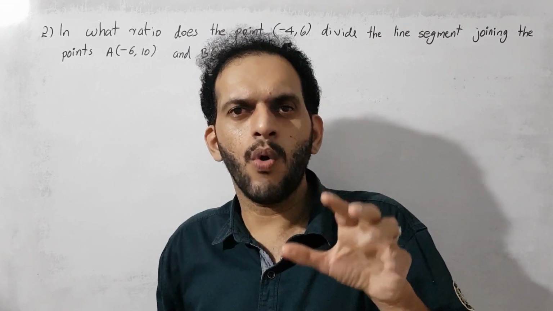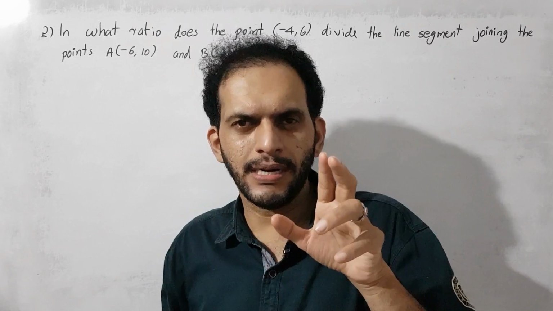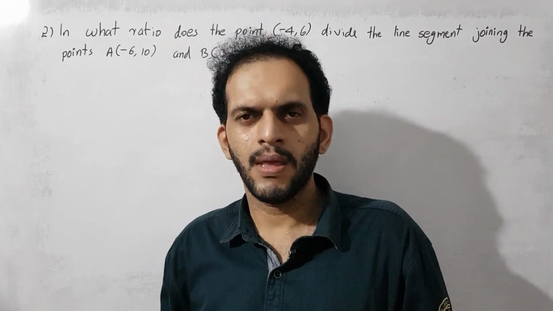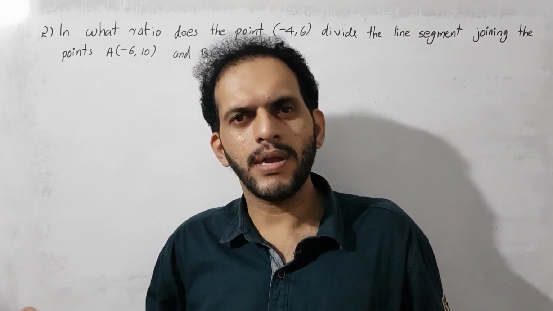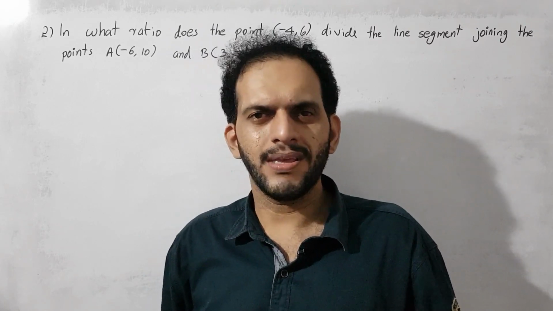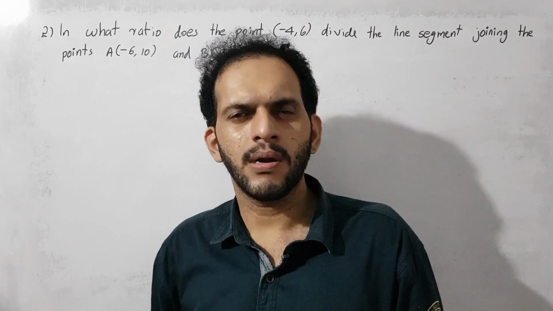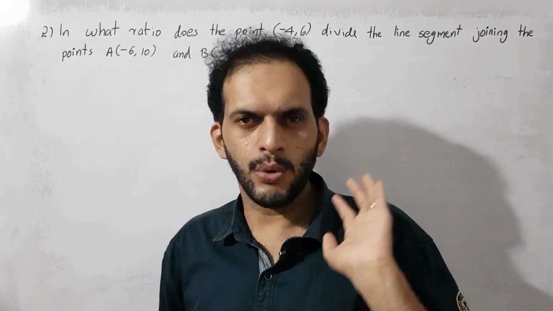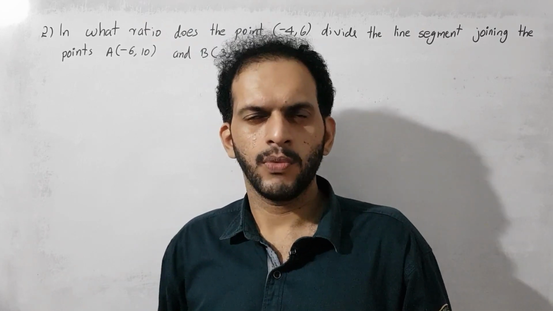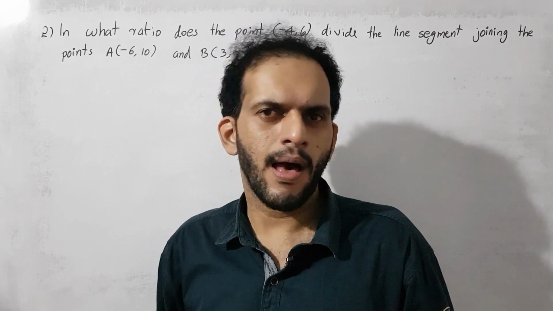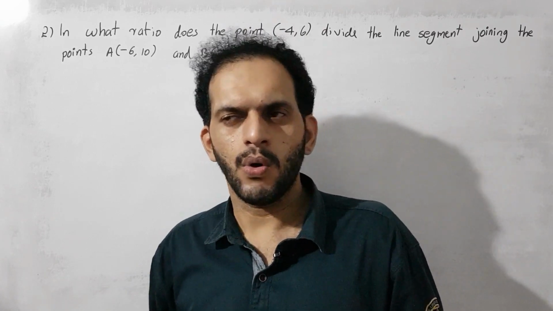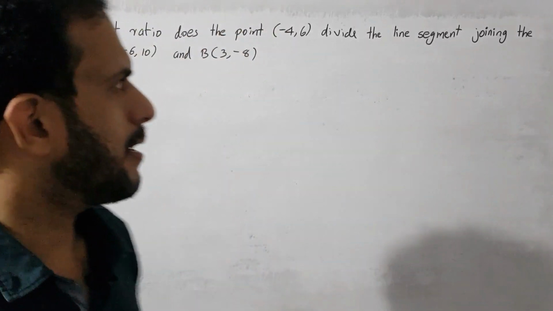Here is given the coordinate of the point dividing the line segment, and is also given the coordinates of the endpoints of the line segment. Then what is not given? Here the ratio m1 and m2 is not given. So the question asks us to find the value of m1 and m2. Okay, so how will we start? The same idea.